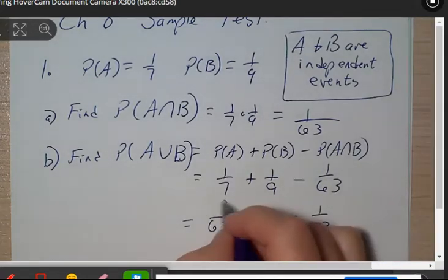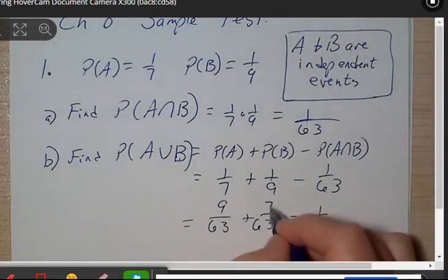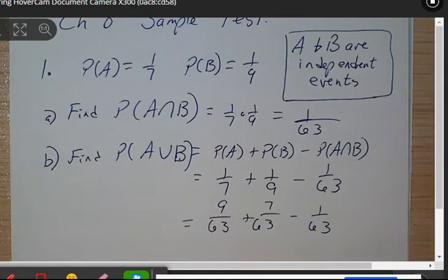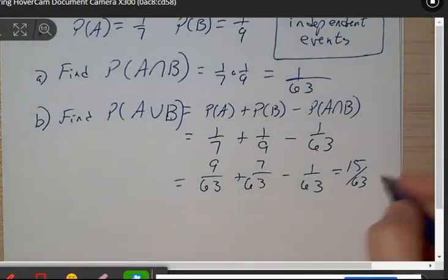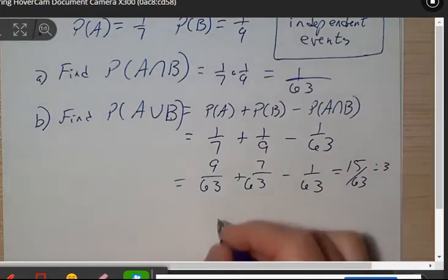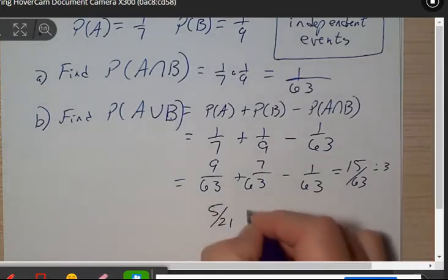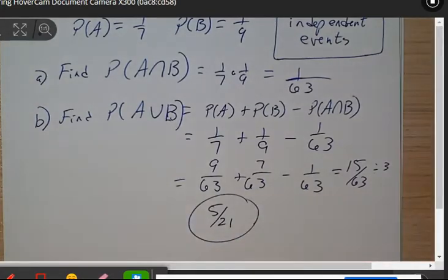This one we multiply by 9. This one you multiply by 7. So that's 16 minus 1, which is 15 out of 63. It's going to tell us to put the answer in simplest form, so divide both of those by 3, and that makes it 5 out of 21. Again, as long as they're independent events, those are the two formulas you go through.